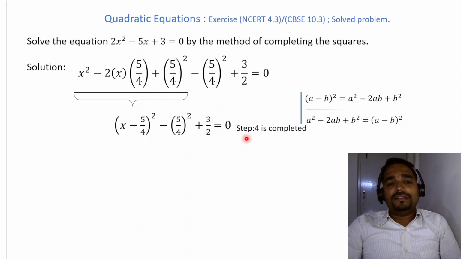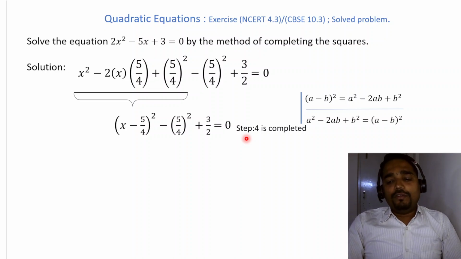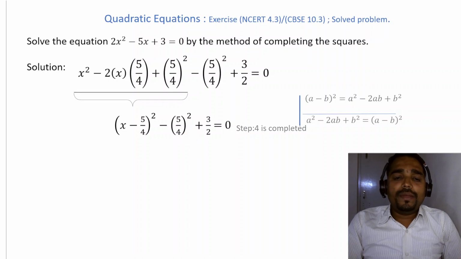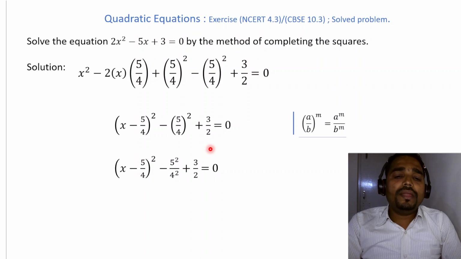In order to proceed further and find the value of x, now we will have to simplify the terms and find the value of x. Now how to do that? Let us see. Now we see the term here, minus 5 by 4 whole square. So this looks like a by b whole power m. A by b whole power m is equal to a power m by b power m. That is, when there are 2 terms 5 and 4 getting divided by each other, and within the bracket there is a whole square, then we have to distribute the power to both the terms. So in the next step it would be 5 square by 4 square, remaining terms would remain as it is.